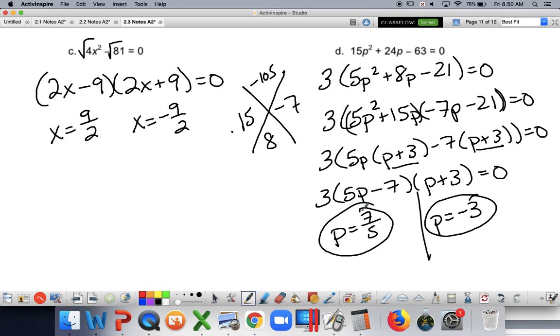I know this was a lot today, but I promise you if you practice this, this will be a very strong fundamental skill that you will need in Algebra 2. Thanks.